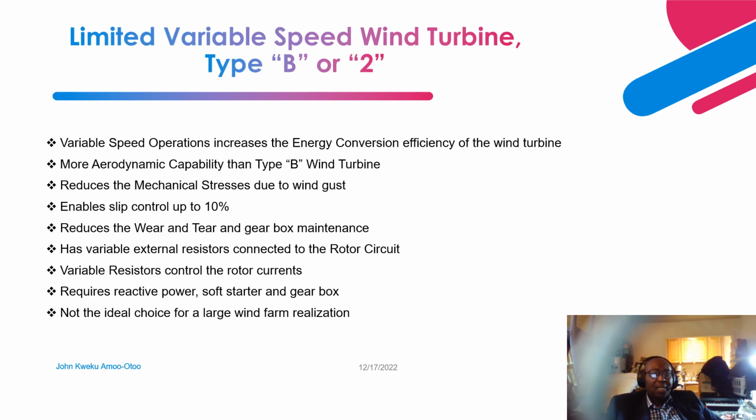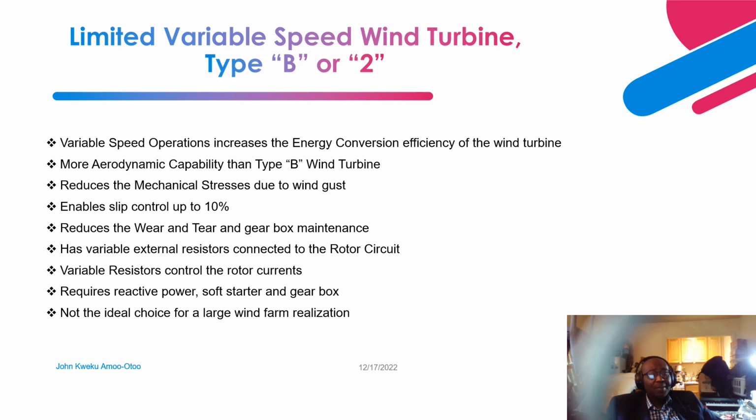Next is the variable speed wind turbine, which has a limited variable speed, or the type B or the type C. So as we implement a variable speed operations philosophy into this wind turbine energy conversion system, basically it helps us achieve much more efficiency comparably. This wind turbine, compared to the fixed type A, has much more efficiency inbuilt into it, and also has much more aerodynamic capability than the type A.